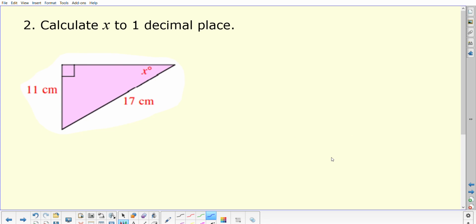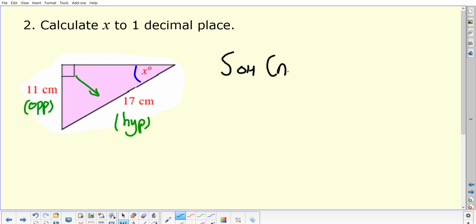Second question. This time the X is actually an angle that you're trying to calculate, but you'd set the question up in the same way, in as much as we do need to identify your sides. So the 17 is obviously the hypotenuse. Relative to that X, this is going to be opposite the X, so that side there would be my opposite side. So what I'm then going to write down is my SOHCAHTOA, and I'm then going to look for which of my ratios uses an opposite and hypotenuse.